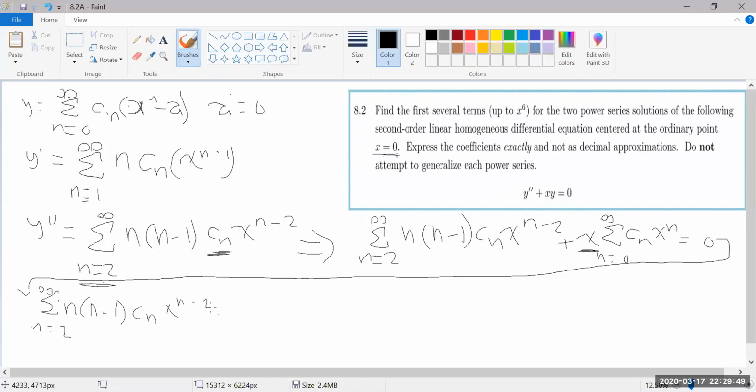And then when you distribute this x term, it's going to show up as an extra plus 1 exponent on your original x term inside the summation. So you get Cn x to the n plus 1, and this is still equal to 0 because we're still comparing it to our original equation.